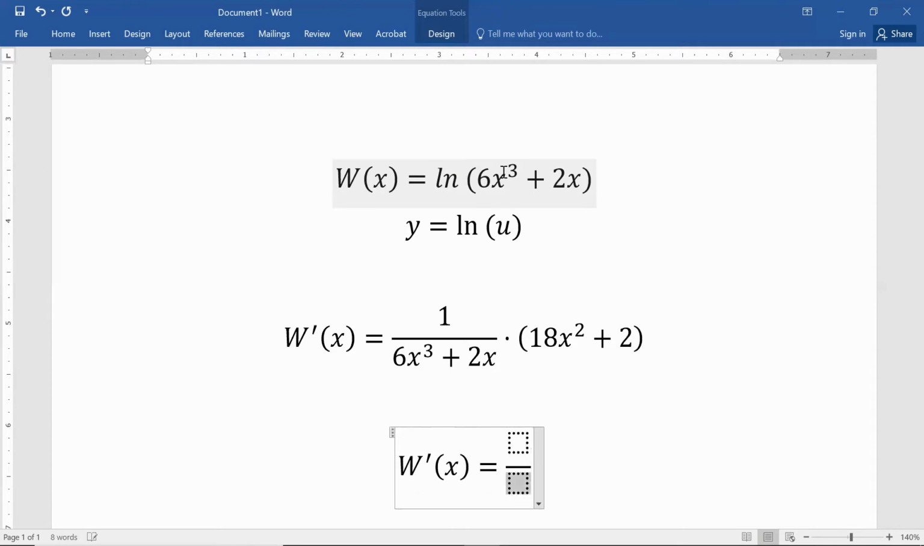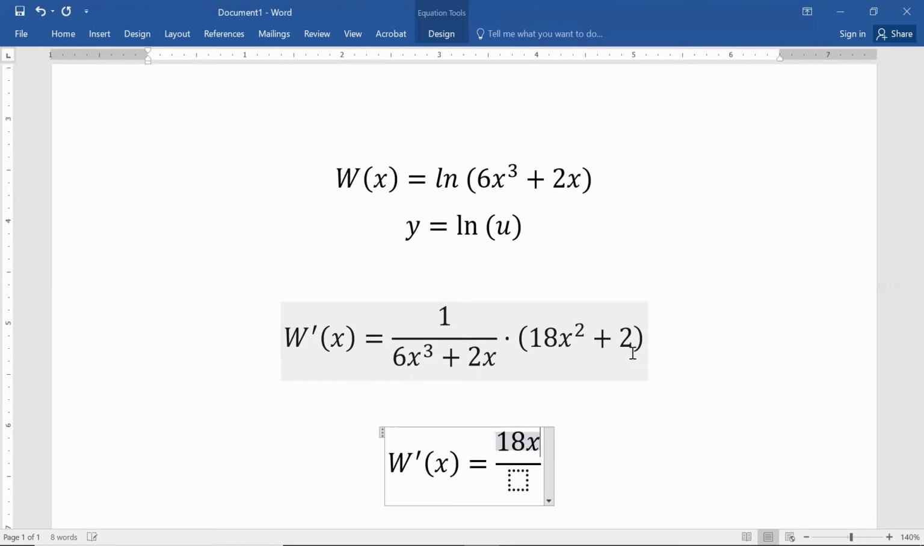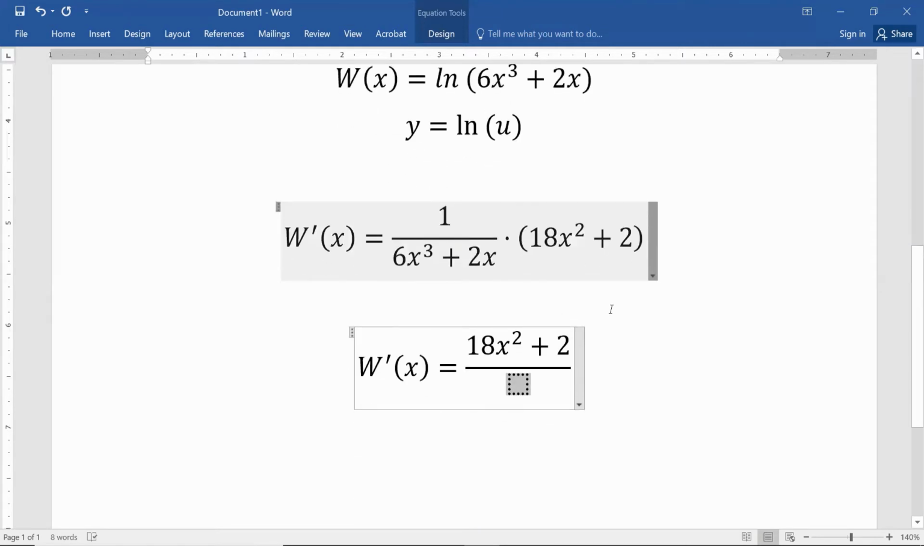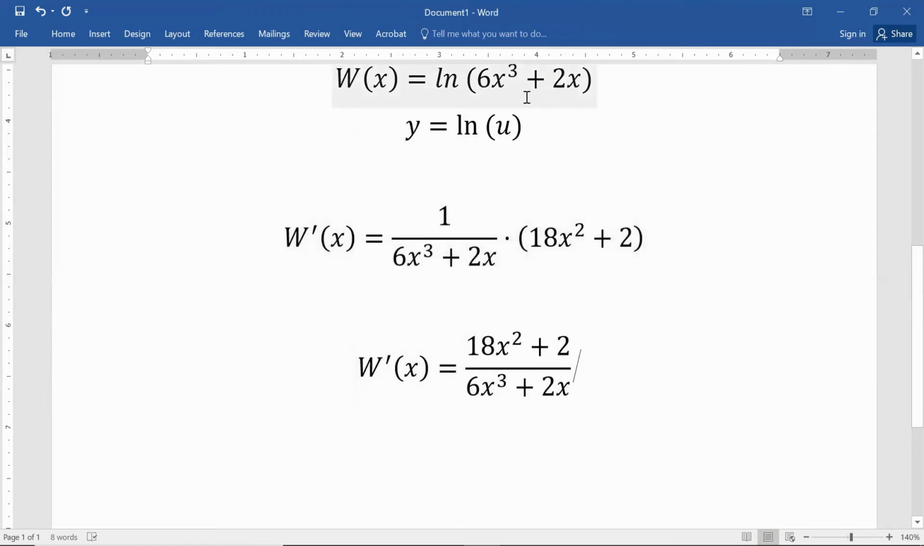If you want to make that into a single fraction, then you can simply multiply the numerators together. There's an implied 1 in the denominator. So multiply the 1 times 18x squared plus 2. You get 18x squared plus 2. And the denominator would be 6x to the third plus 2x. And that's as simple as we can write the derivative.